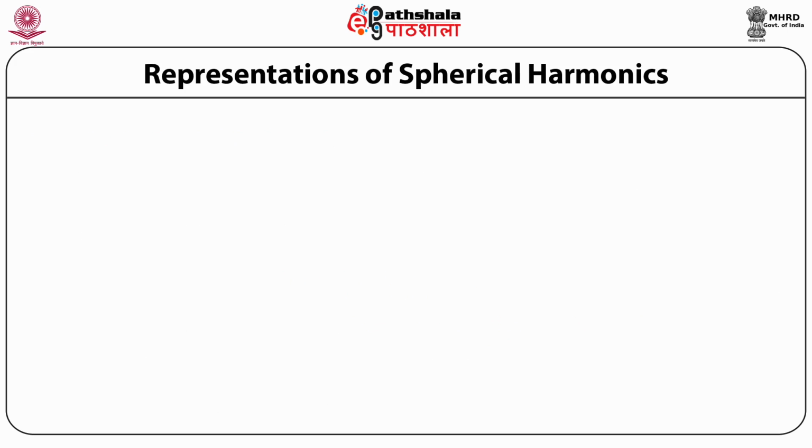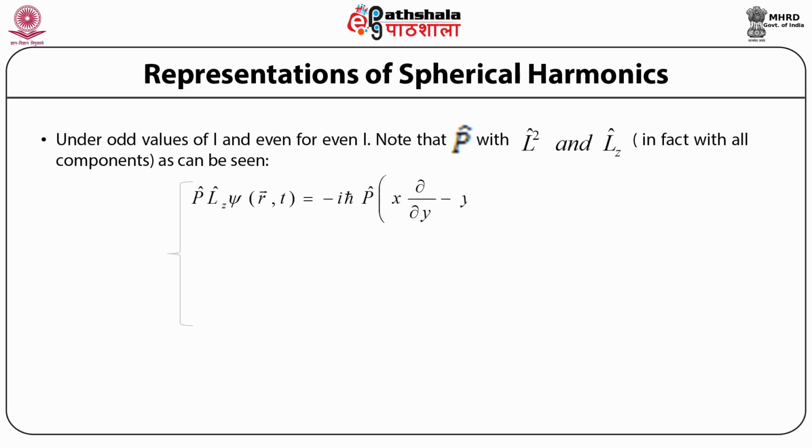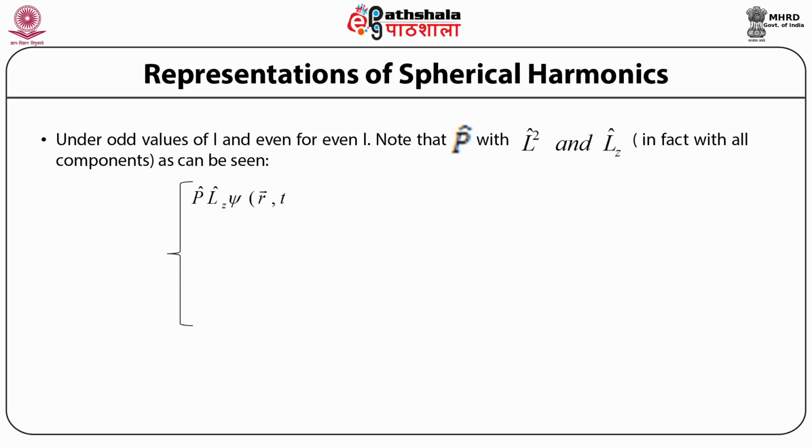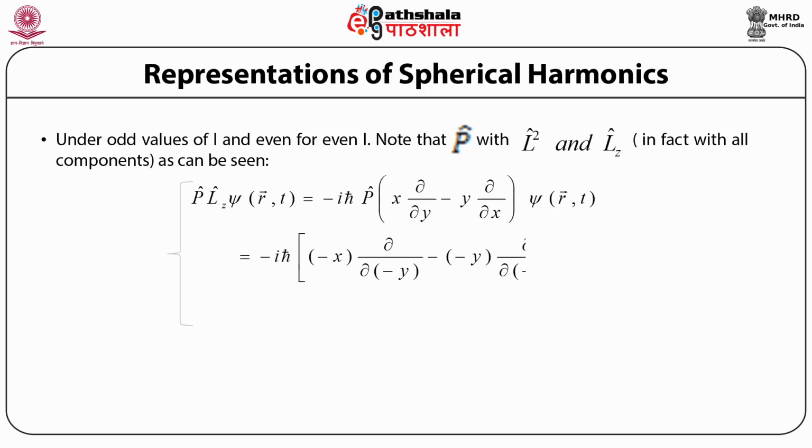Representations of spherical harmonics. Now, the spherical harmonic Y_lm(theta, phi) has a parity of (-1)^L. So this spherical harmonic is odd, or the parity is odd, for odd values of L, and even for even values of L. This means if L is odd, then (-1)^L gives a negative or odd value, and if L is even, then (-1)^L gives a positive or even value.